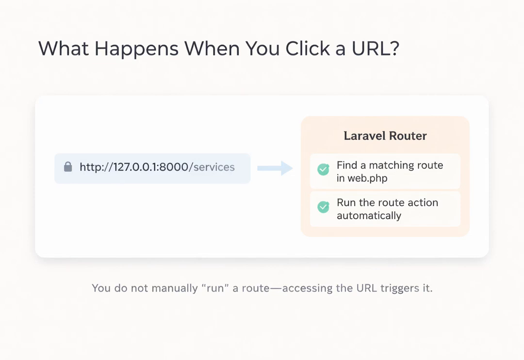A route runs automatically when its URL is accessed. You don't manually execute the route like a normal function call. The browser requests something like /services. Laravel's router looks inside web.php for a matching definition, and then it executes that route's action immediately.